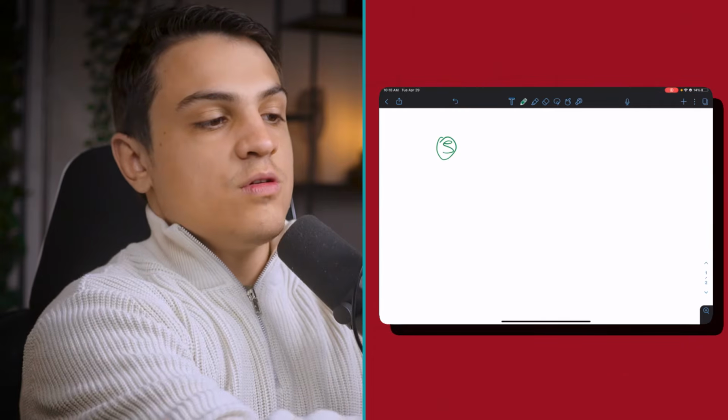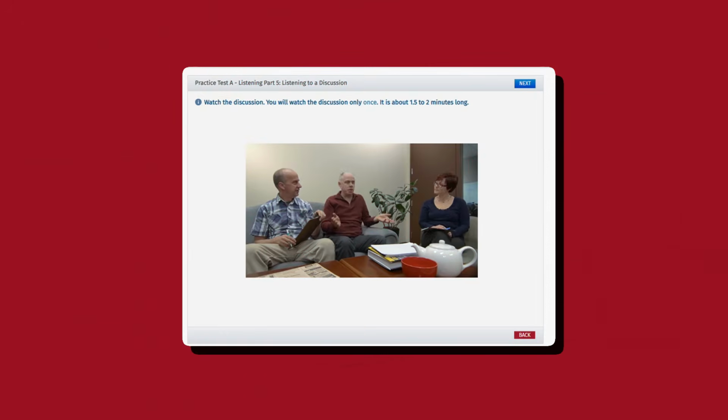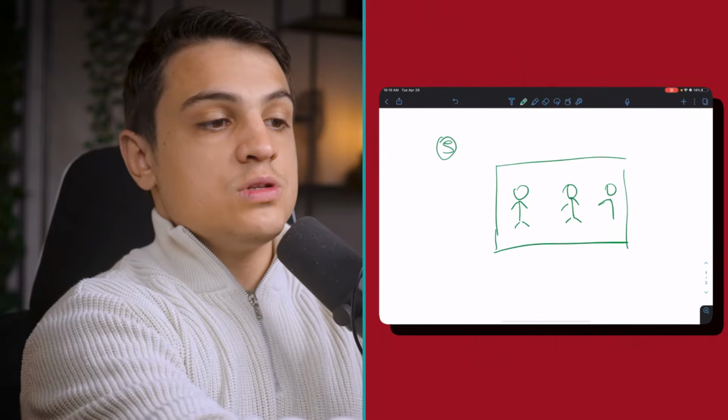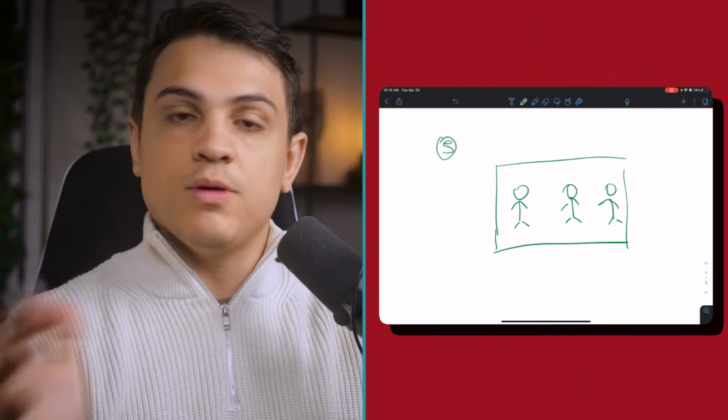So very quickly, let's remember how Task 5 works so that you can understand how you take notes on it. In Task 5, you are always going to see a video, right? If we have a look at the CELPIP screen, you have a video, and on that video, you are always going to have 3 people. And the good news is that it's always going to be the same. You always have a video with 3 people every single time.